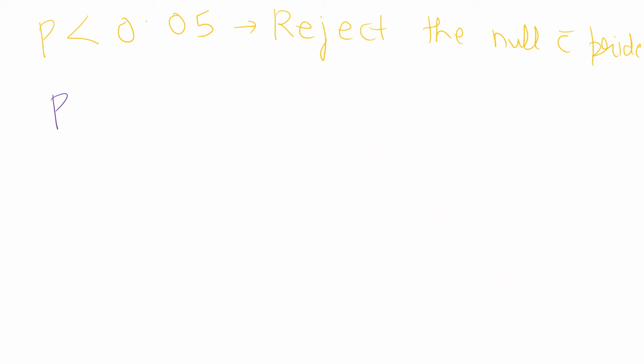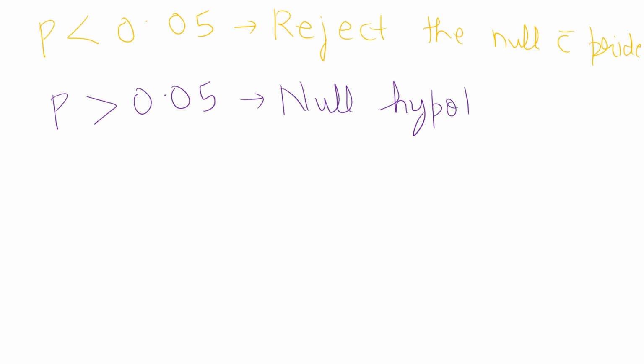P value greater than 0.05, the null hypothesis will ride. That is, it will prevail. No one is riding here. Please don't get any double meaning or sexual overtones here. No one is riding anyone, but this is an easy way to memorize.